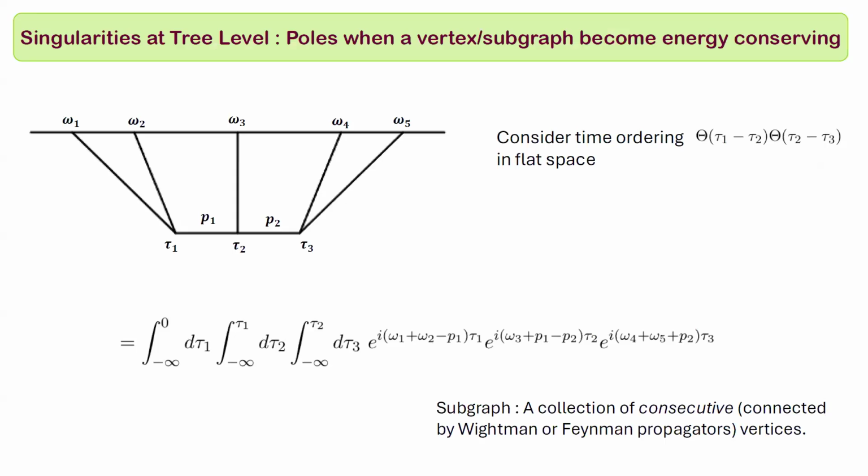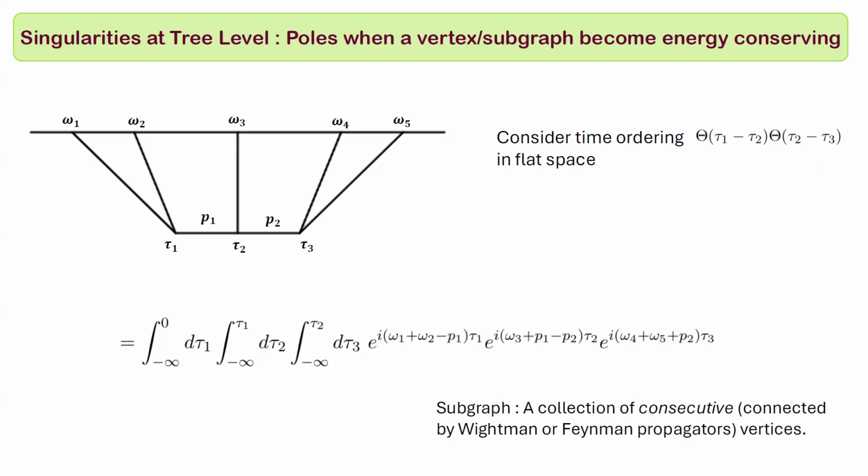Okay. So far we know what poles are produced at tree-level diagrams. Whenever a vertex or a subgraph becomes energy conserving, you produce a pole at that energy. What I mean by subgraph is a collection of vertices that are connected by Wightman or Feynman propagators. For example, a collection of tau1 and tau2 would constitute a subgraph, whereas tau1 and tau3 would not, since they're not connected by Wightman or Feynman propagators.